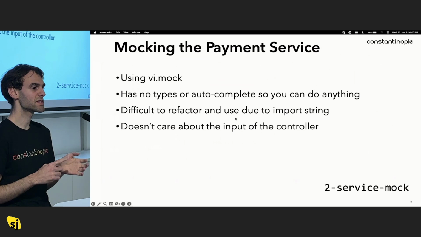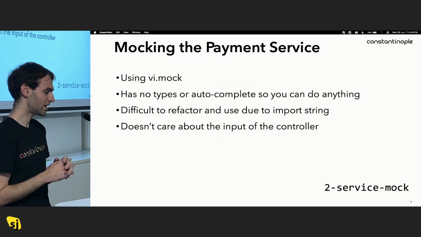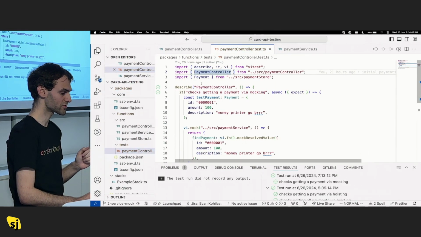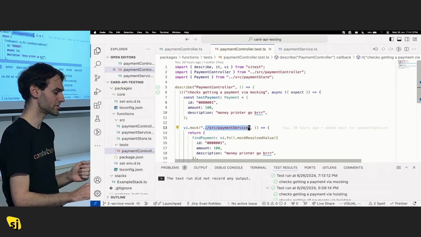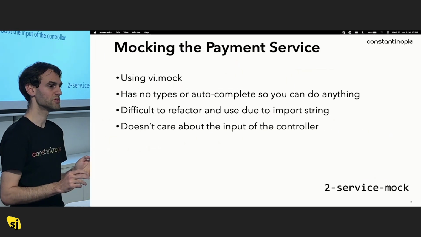Yeah, it doesn't have types, doesn't have autocomplete. I think they added types, but still not quite there. It's also difficult to refactor because it uses this import string here. And so if you change the name of the service, my understanding is that it won't change either. And it doesn't care about the input of the controller.